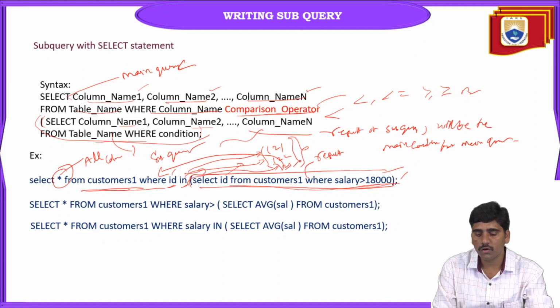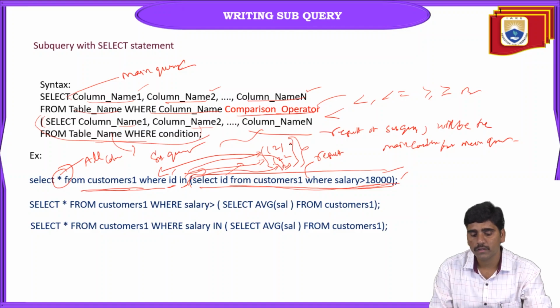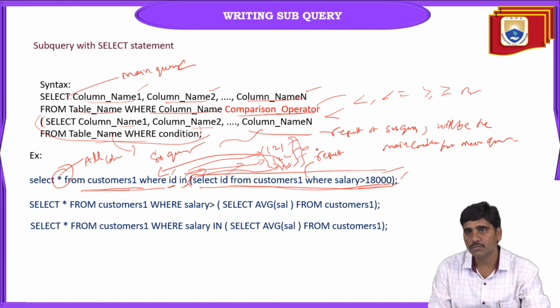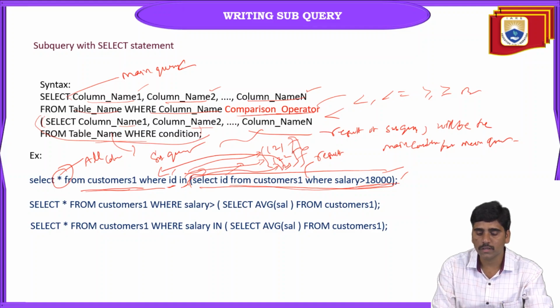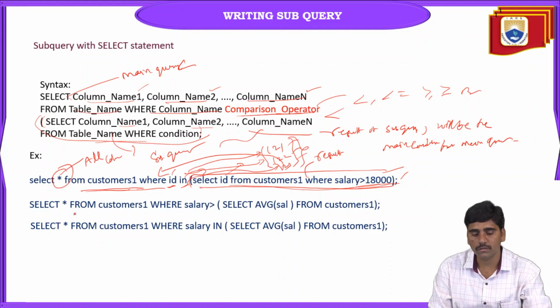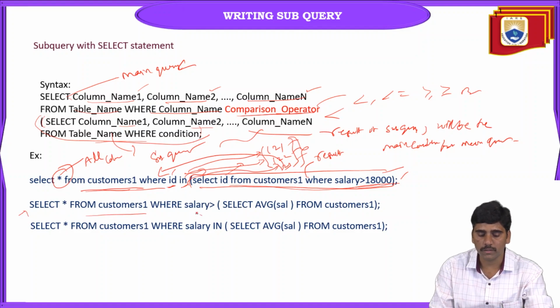So if any of these three IDs exist, then the details of all the customers with these IDs will be displayed. Select star indicates what? All the column details of these IDs will be displayed. All the columns of the data will be displayed.